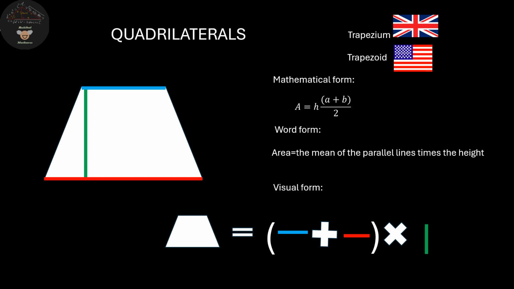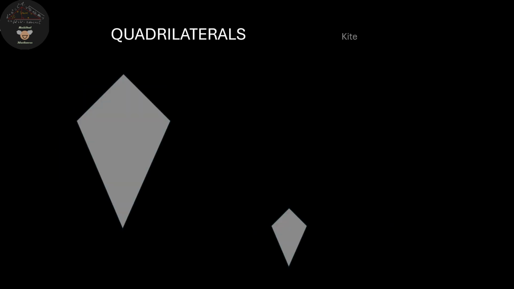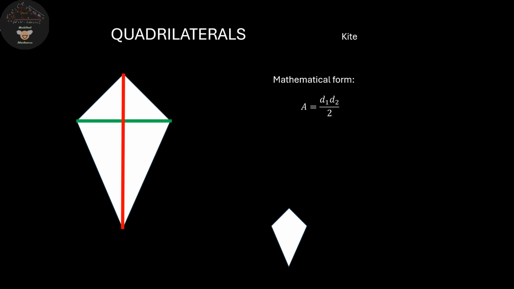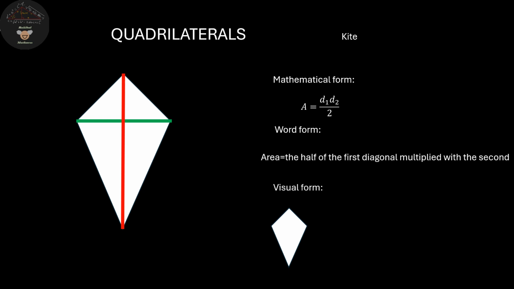And next we have the kite. A kite is similar to the rhombus. You multiply the first diagonal times the second diagonal over 2. In visual form, divide by 2. I forgot a lot of divides. I'm really sorry. I hope you guys understand.